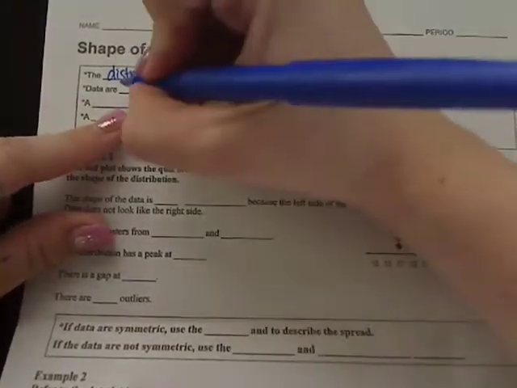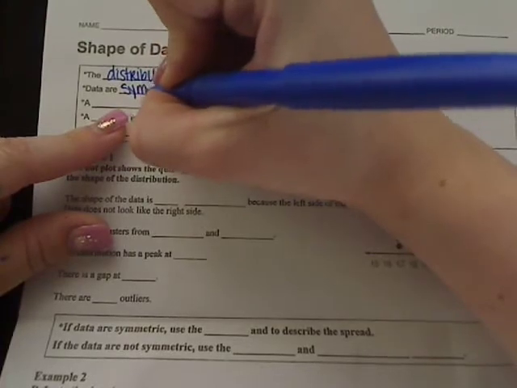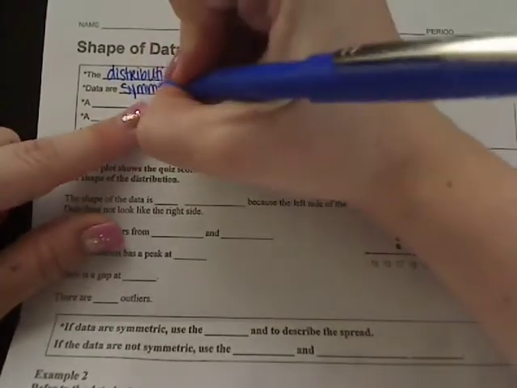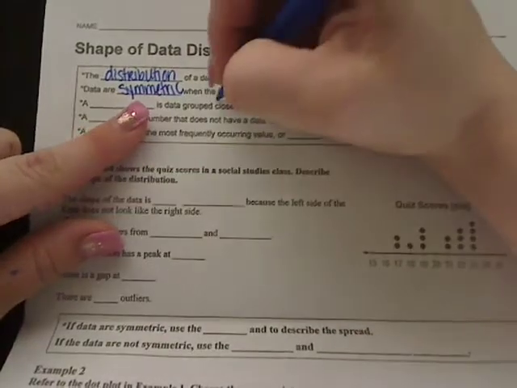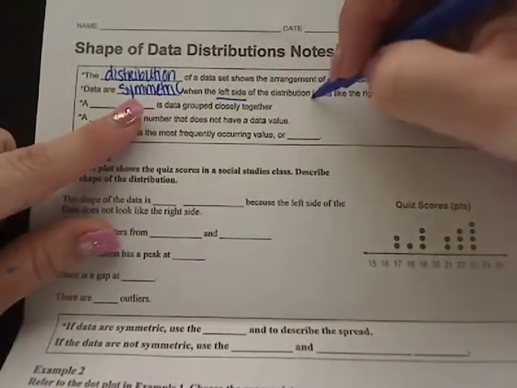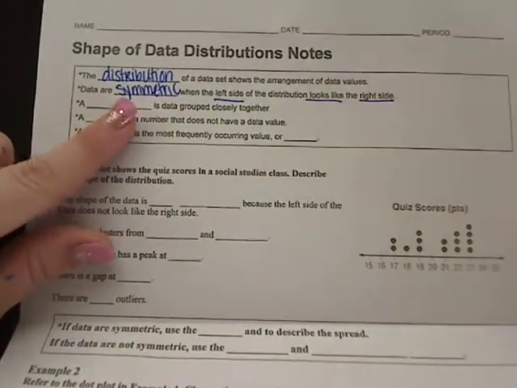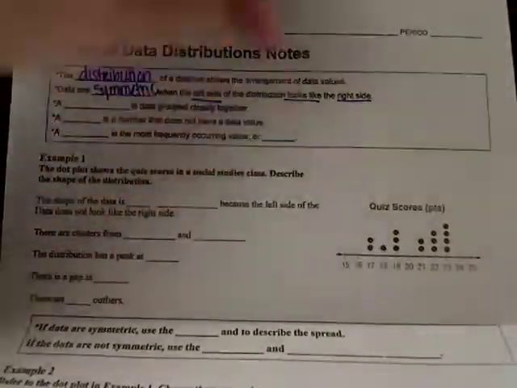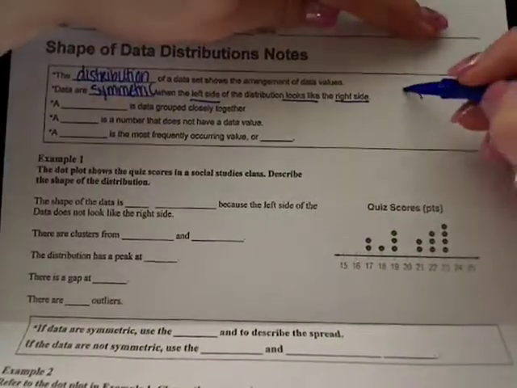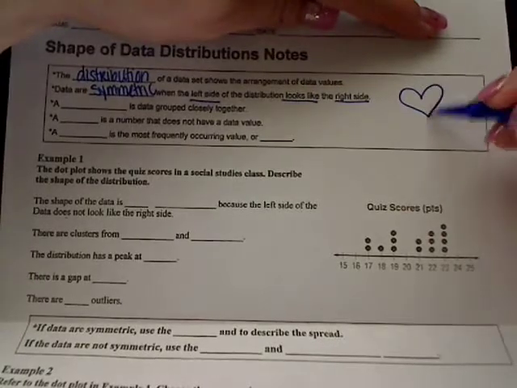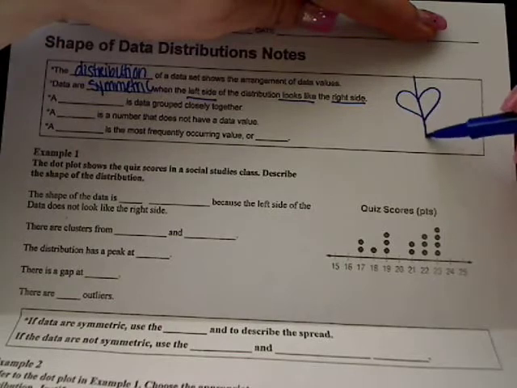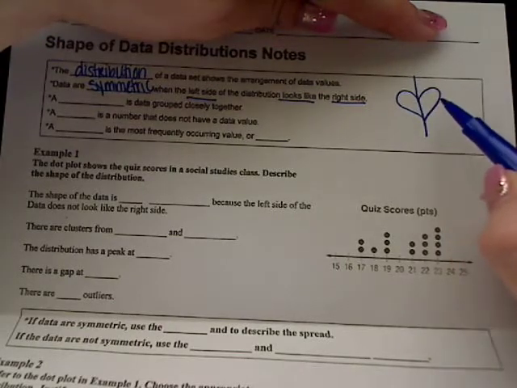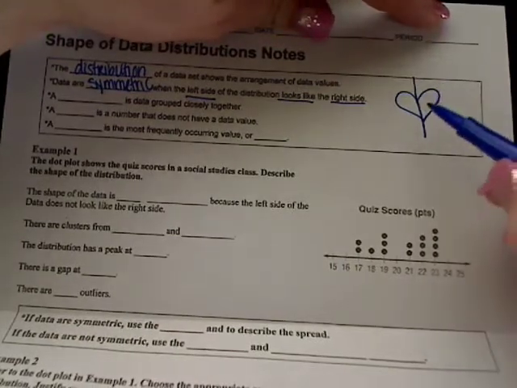Data are symmetric when the left side of the distribution looks like the right side. Okay, so when the left side looks like the right side. So we say a heart, typically if you drew a perfect heart, would be symmetrical, because if I cut it in half, the left side looks like the right side. Okay, same shape.